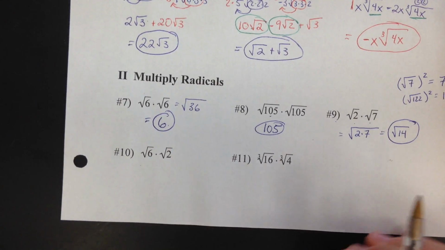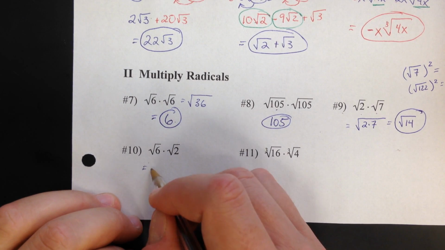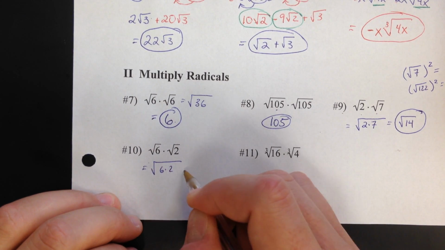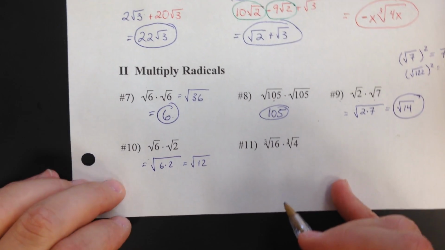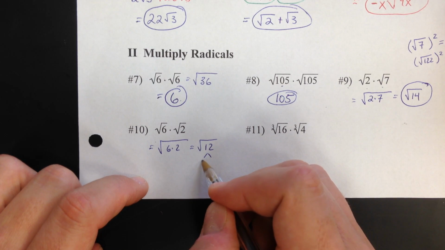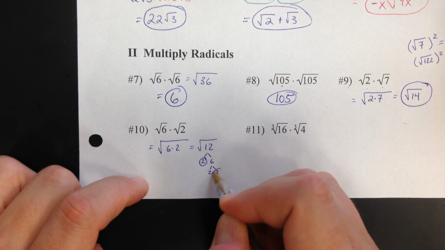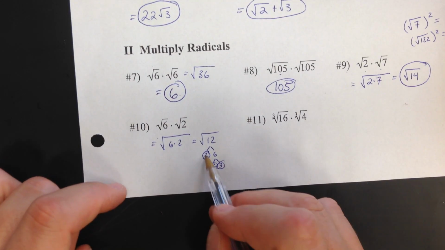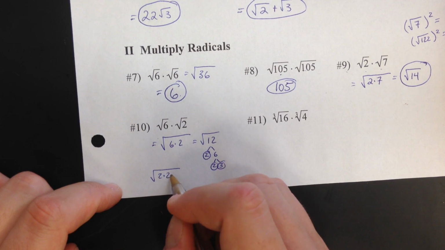Okay? Now, number 10, square root of 6 times square root of 2, well, that's the square root of 6 times 2, which is 12. Now, before I stop, I want to check and make sure that I cannot simplify. We can break down the 12. You could say 2 and 6, and then 6 is 2 and 3. Now look at that. We've got a pair of 2's. Square root of 2 times 2 times 3.